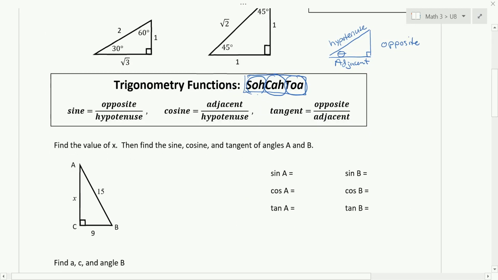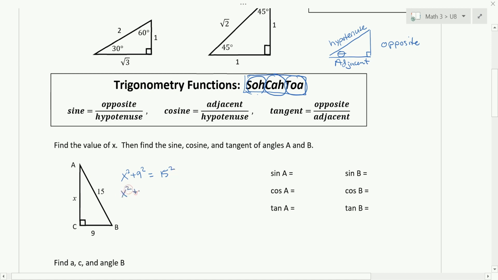So here's our first example. We're going to find the value of x, and then we're going to find the sine, cosine, and tangent of angles A and B. To find a side length when we're given 2 side lengths in a right triangle, we use the Pythagorean theorem. Is x the hypotenuse? No, it's one of the legs, right? The Pythagorean theorem says you square both the legs and add them up. So x squared plus 9 squared, and that sum is always equal to the hypotenuse squared. Then we can use that to solve.